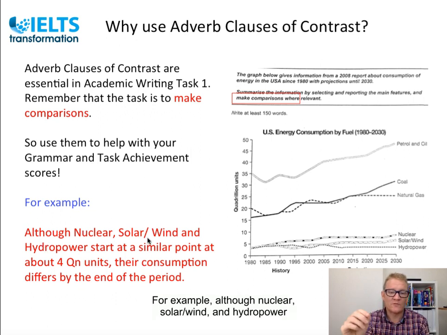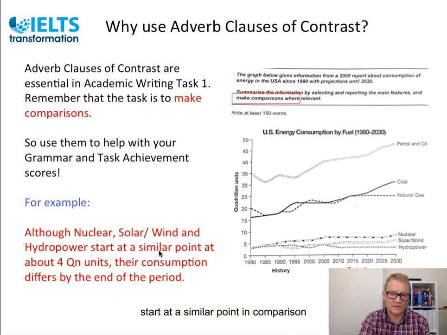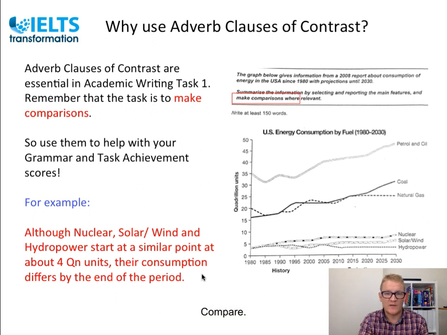For example, although nuclear, solar, wind and hydropower start at a similar point, or comparison, at about 4 quadrillion units, their consumption differs by the end of the period. Differ is the verb of different. Also notice here, their consumption means the consumption of nuclear, solar, wind and hydropower. Okay, so that's the goal in here, compare. I hope that's clear.